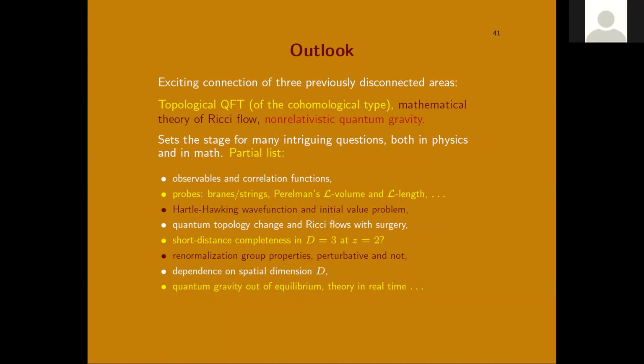So, I mean, the reason you're not including the metric as a local observable is because it's not gauge invariant?